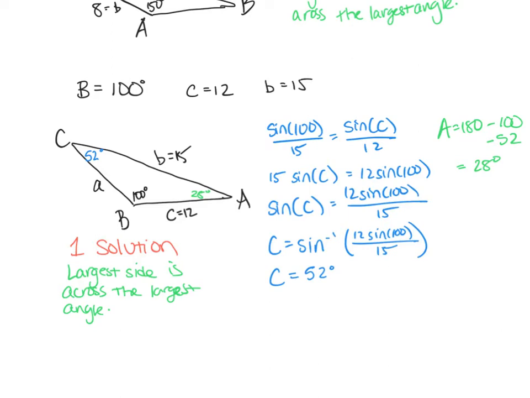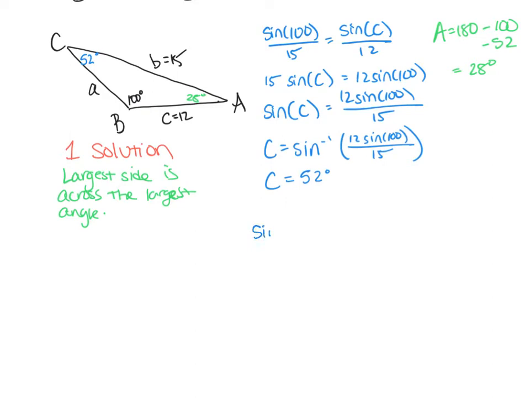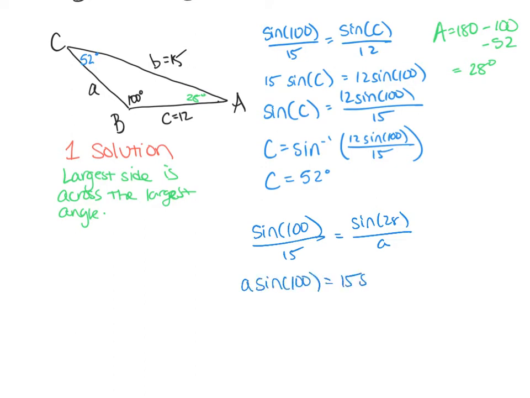The last thing that we need to do is find our side length A. So we'll still have sine of 100 over 15, but now we'll set that equal to sine of 28 over our side length A. Again, we will cross multiply, so A times sine of 100 is equal to 15 times sine of 28. Divide both sides by sine of 100.